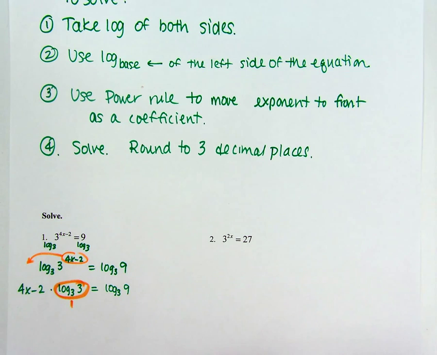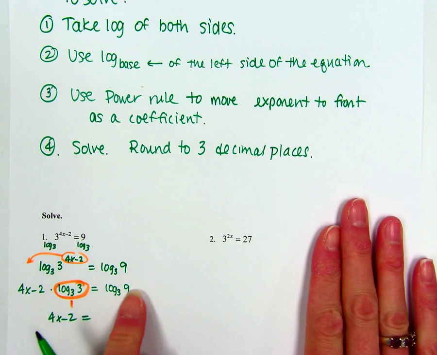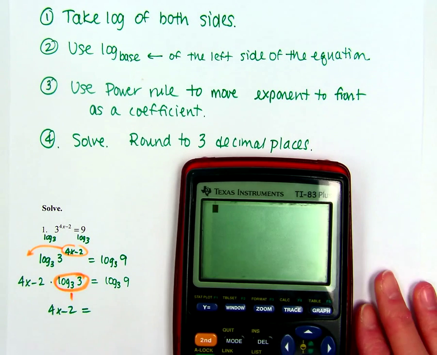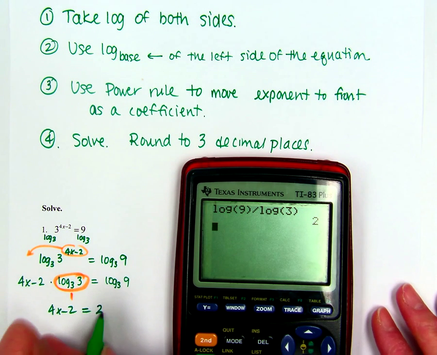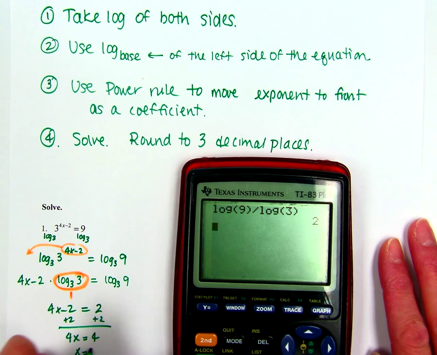And then the other day we also talked about a shortcut rule here. Log base 3 of 3 is equal to 1. So really on the left side we just have 4x minus 2. And on the right side we have log base 3 of 9. You remember from the other day we do the change of base formula. So it's log of 9 divided by log of 3, and that is equal to 2. So now you have an easy equation to solve. You have 4x equals 4 and x equals 1.